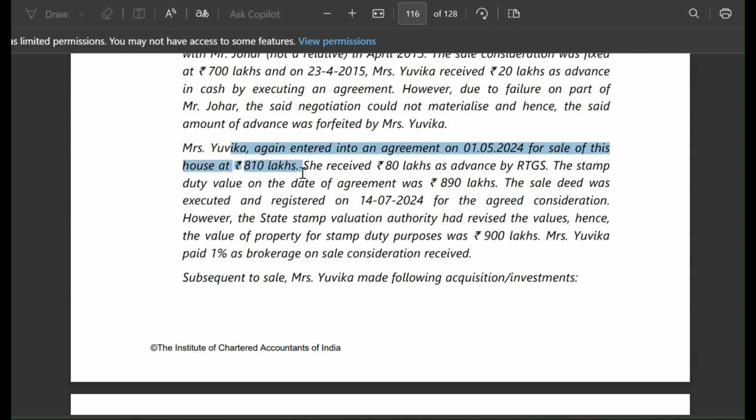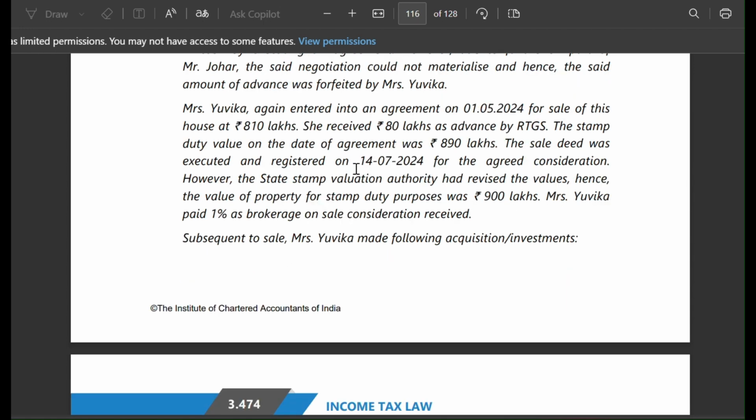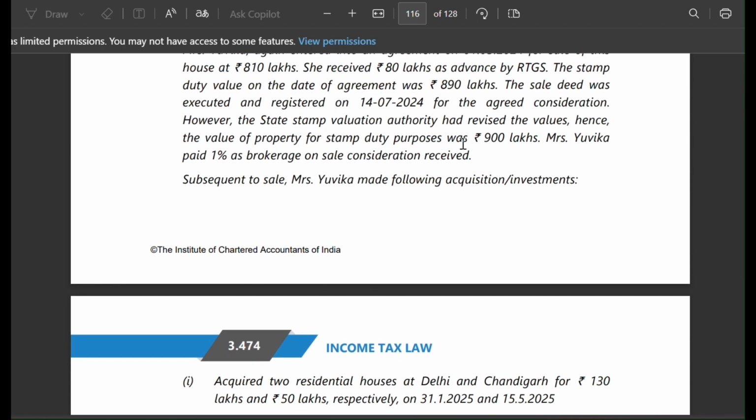And finally, she sold that asset for 810 lakhs on 1/5/2024, and she received 80 lakhs as advance by RTGS. If any advance is received other than by cash, bearer cheque or crossed cheque, in that case the stamp duty value on the date of advance should be considered. The actual sale date is 14/7/2024, and the stamp duty value on that date is 900 lakhs. So you should know every provision to do that answer.